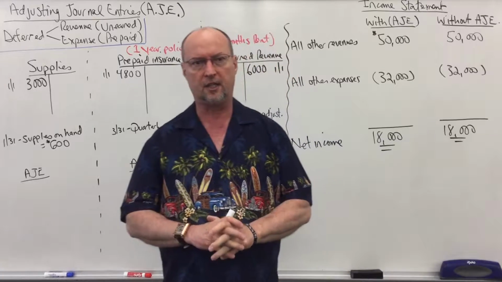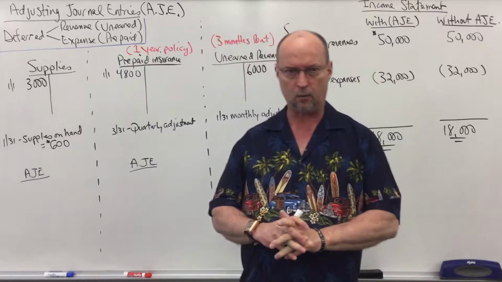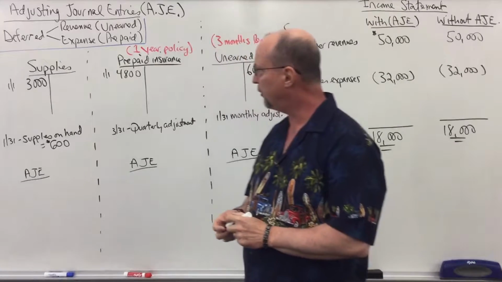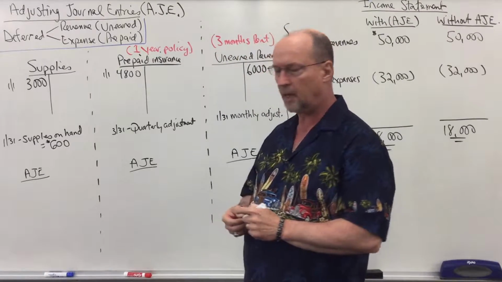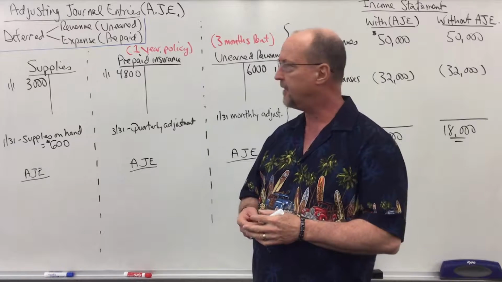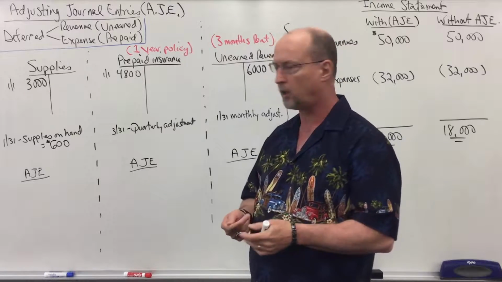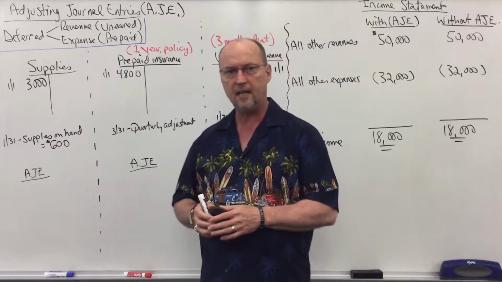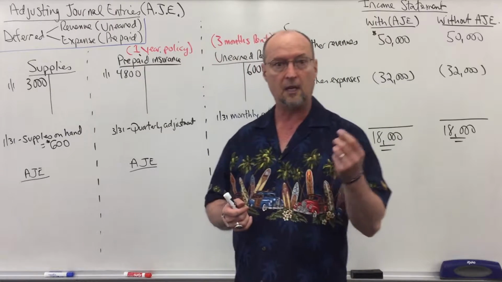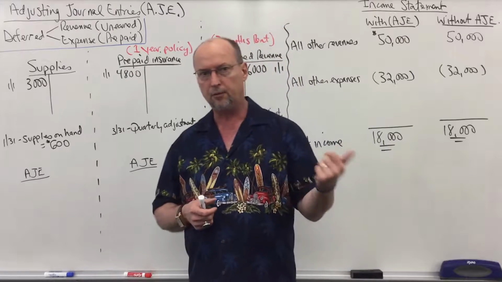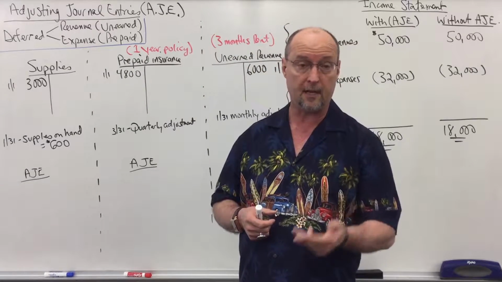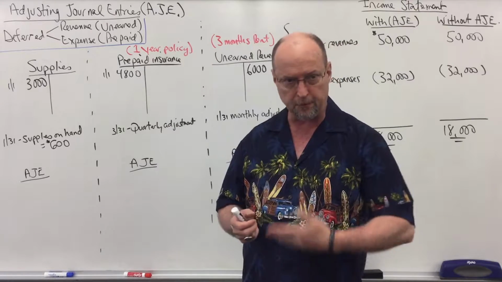We're going to be talking about adjusting journal entries, and we're going to be looking specifically at deferrals. We're going to look at deferred revenue, which is more commonly called unearned revenue, and deferred expense, which is more commonly called prepaid expenses. There are a variety of deferred expenses: office supplies, prepaid insurance, prepaid rent. Believe it or not, depreciation is a deferred expense.